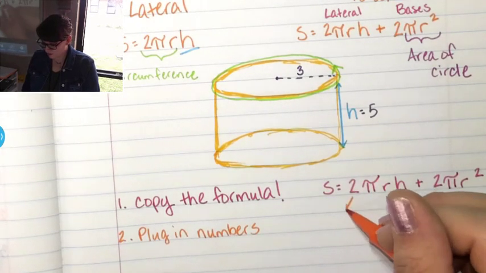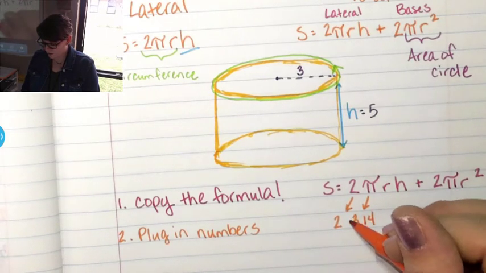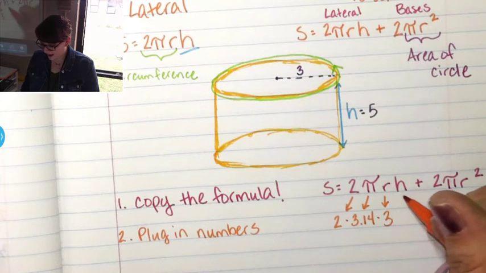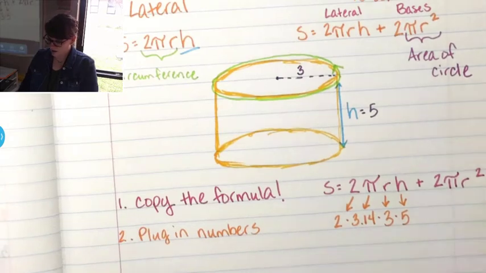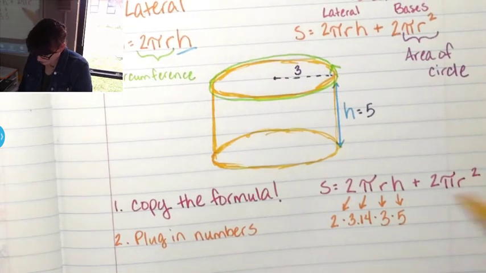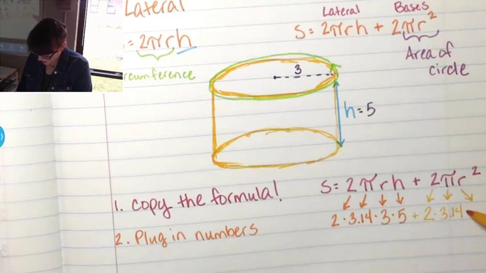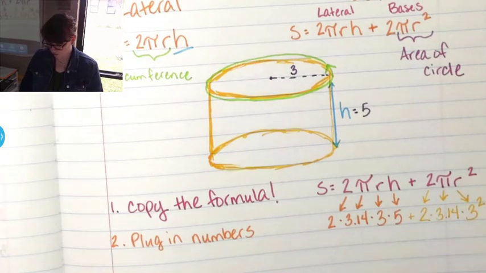So 2 stays 2. Pi is 3.14. Radius is how much? 3. And the height is how much? 5. That is lateral area. Plus, different color, because this is total, or this is the bases, plus 2 stays the same. Pi is 3.14. And radius is how much? 3. And that's squared, which is not times 2.